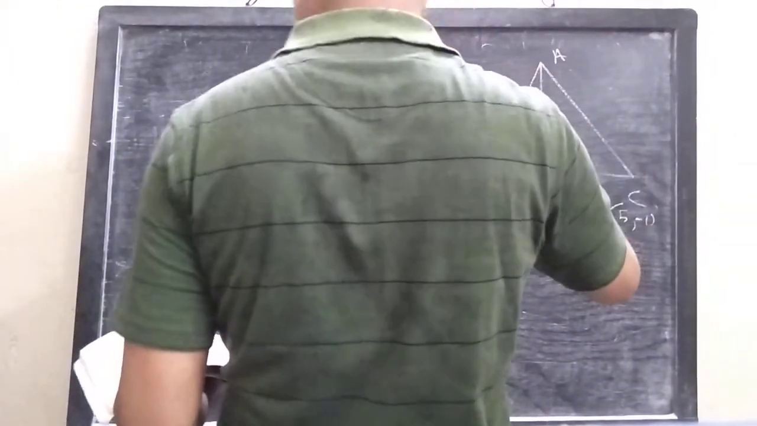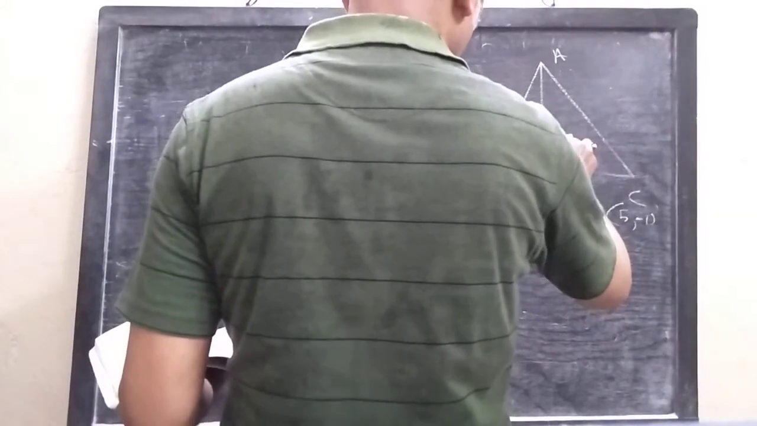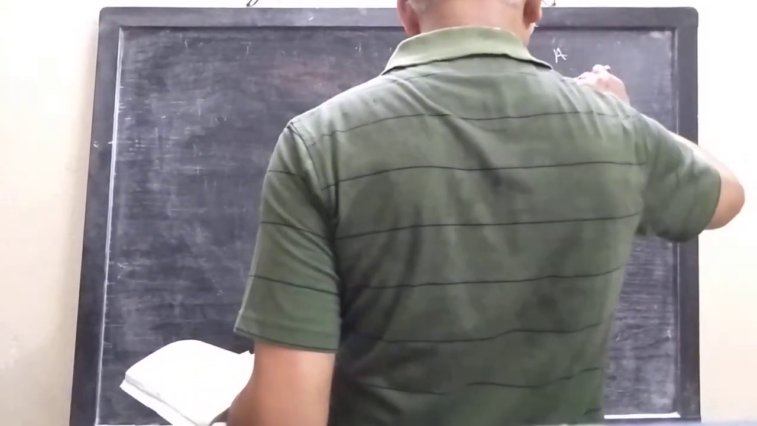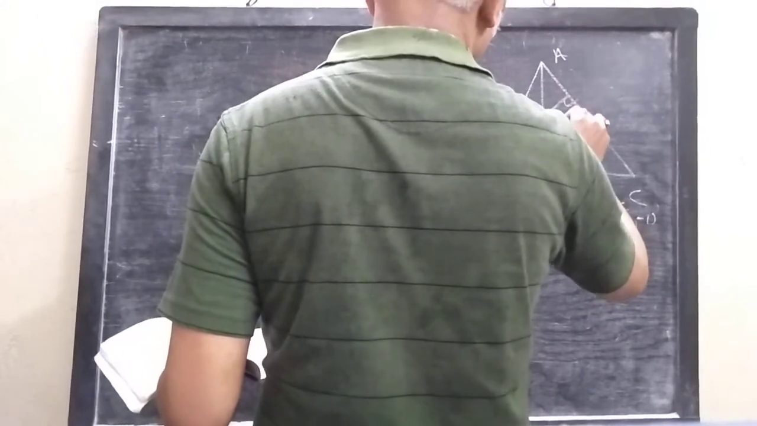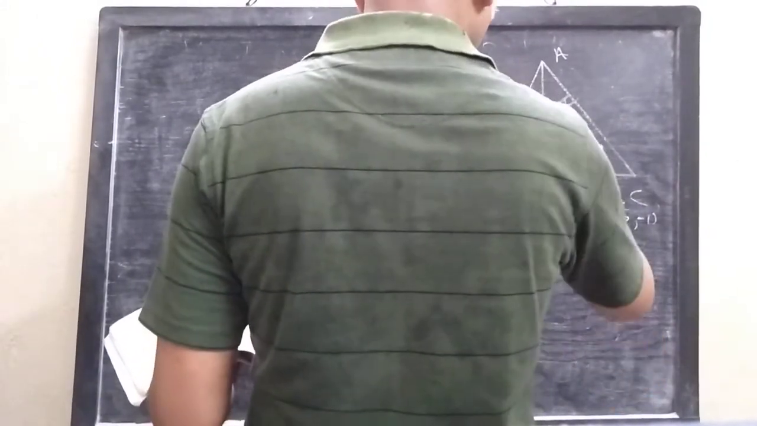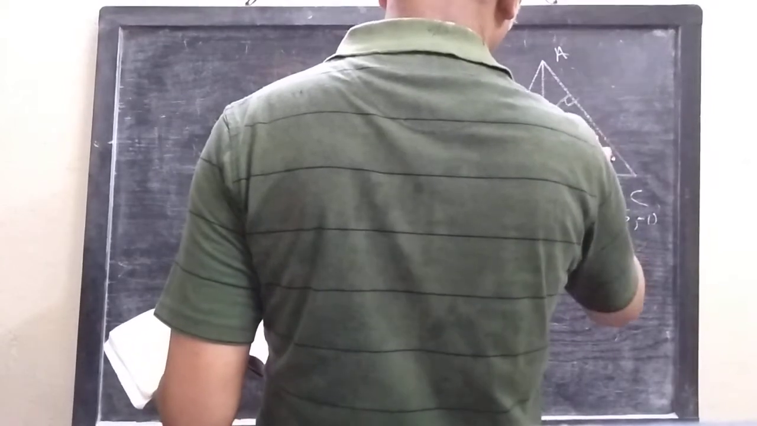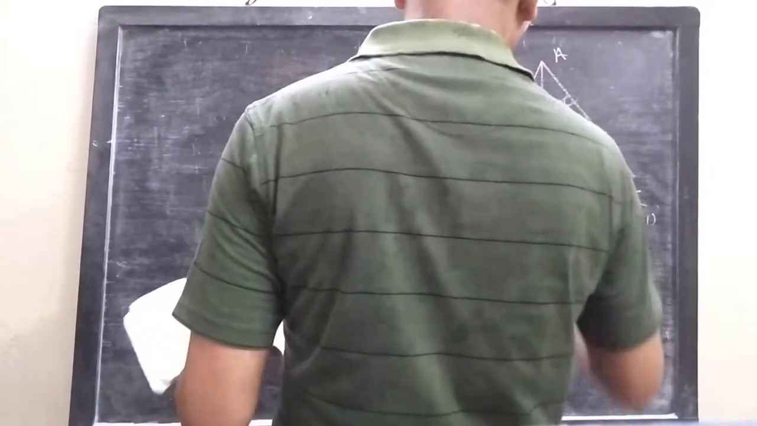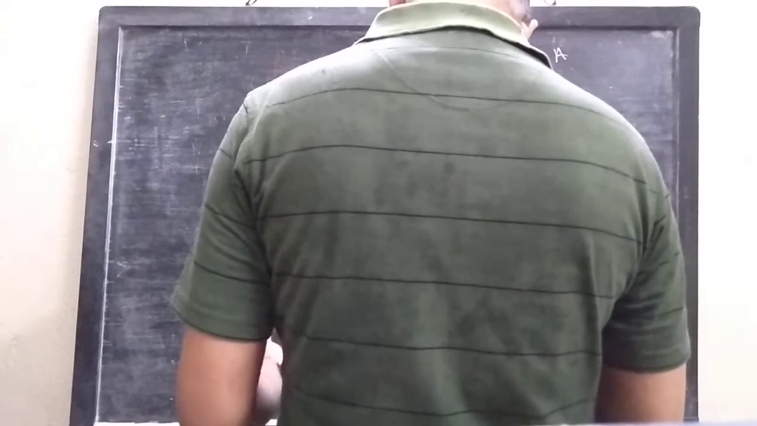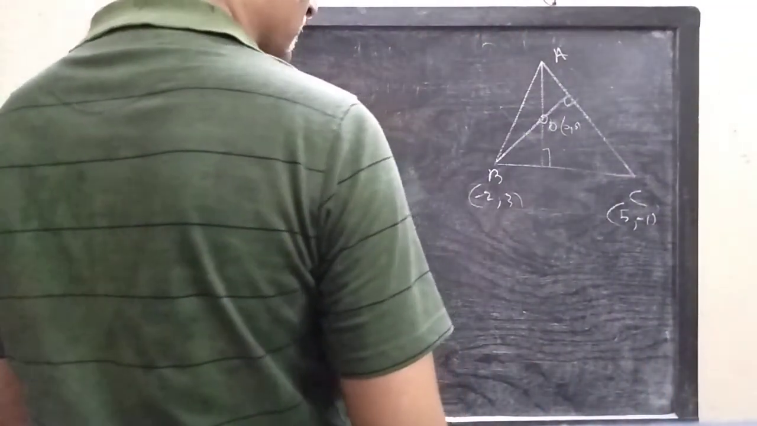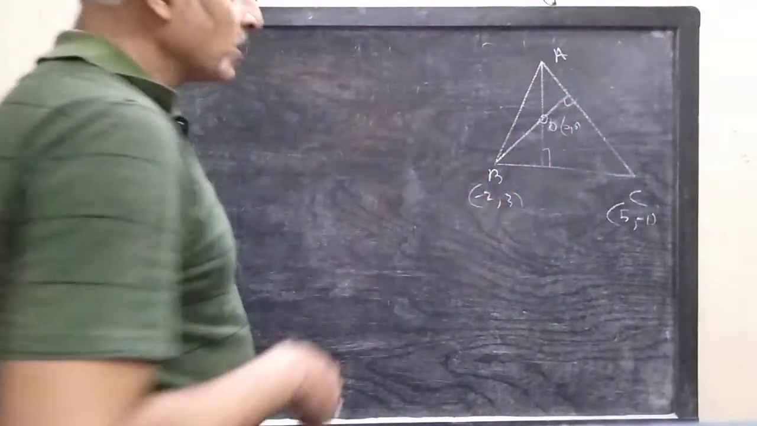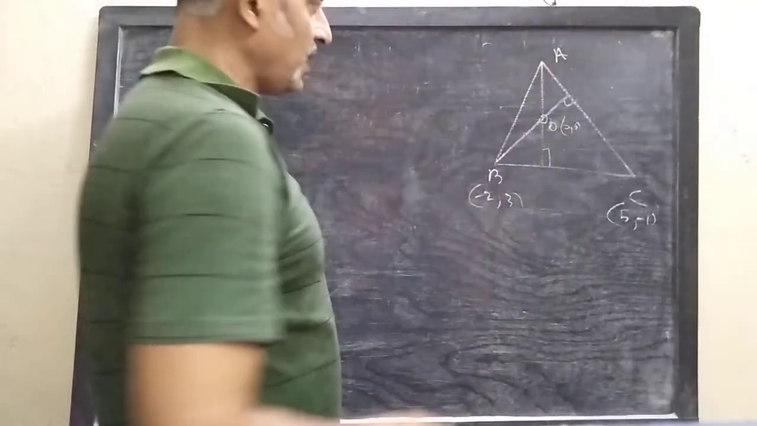orthocenter means the point of intersection of the altitudes. Say this point is H. This is given to be the origin, so you can take (0, 0). Find the coordinates of the third vertex. Now you have to find the coordinates of the point A.